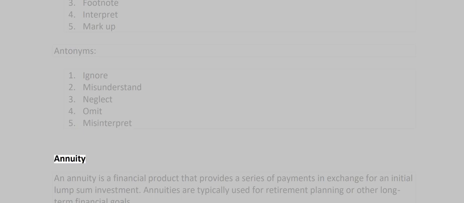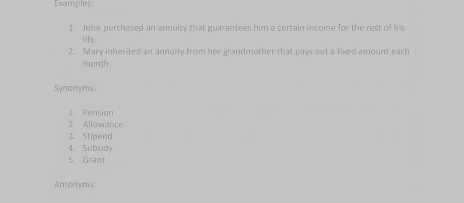Annuity. An annuity is a financial product that provides a series of payments in exchange for an initial lump sum investment. Annuities are typically used for retirement planning or other long-term financial goals. Examples. 1. John purchased an annuity that guarantees him a certain income for the rest of his life. 2. Mary inherited an annuity from her grandmother that pays out a fixed amount each month.